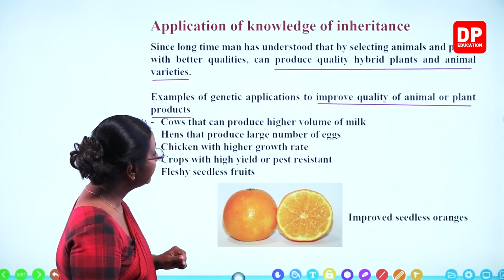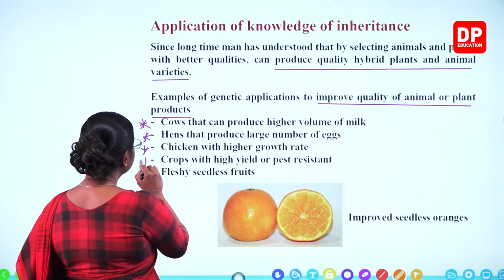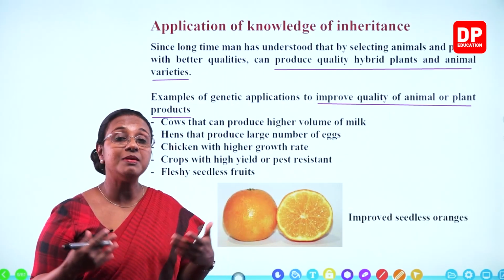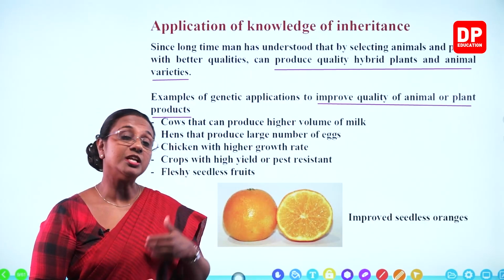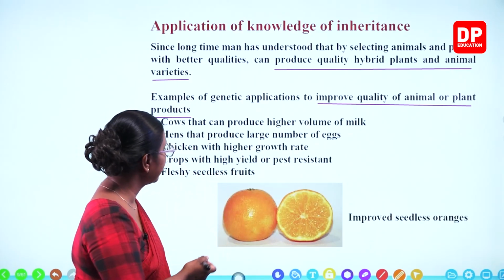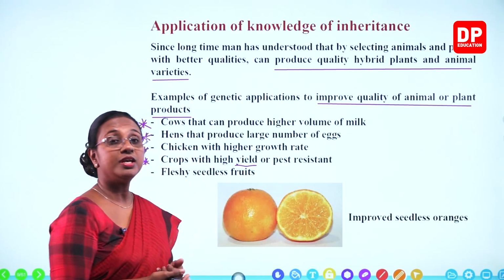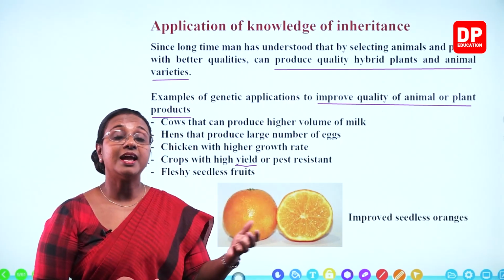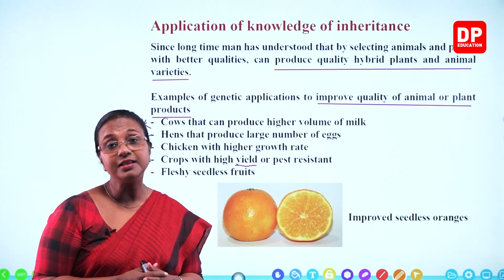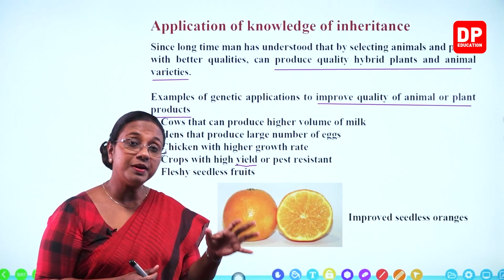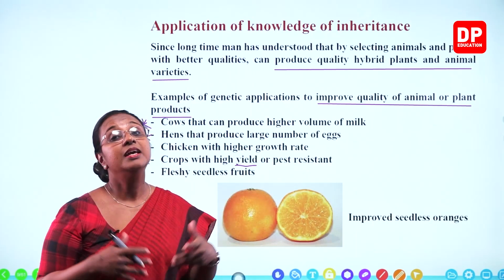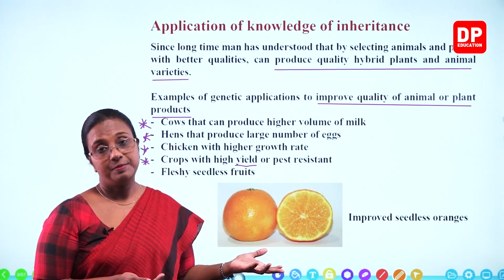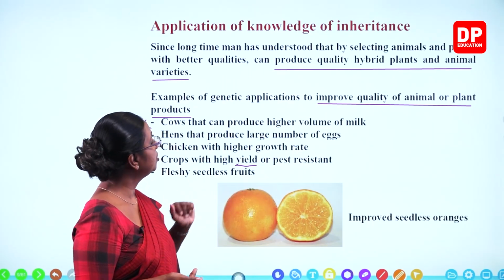Then crops with high yield or pest resistant. Now high yield, again if it is a rice plant, if the amount of rice that can be obtained from the cultivation is more, it is better. So that is what we say as high yield. And also it can be pest resistant. You know what pests are? Pests are insects that can destroy the crops, agricultural crops. Now, if the plant is resistant to this pest, it is easier. You don't have to use pesticides. You don't have to protect it from pests. So that is more useful.